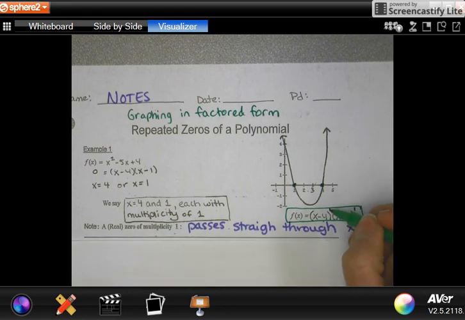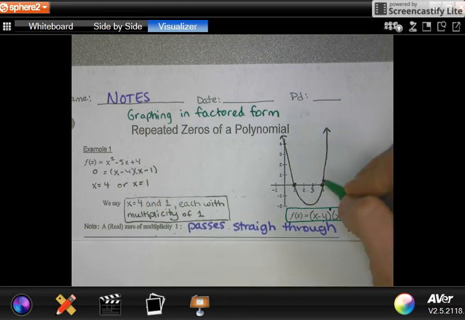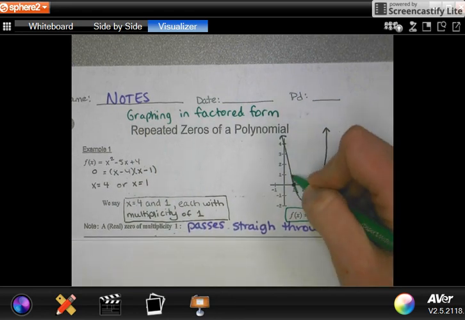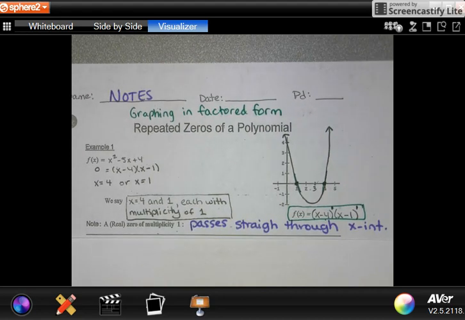Because the exponent of those expressions was 1, meaning there's only one of them, we say that those zeros have a multiplicity of 1. Hopefully what you saw when you were graphing is that a real 0 with a multiplicity of 1 should pass straight through the x-intercept. So it just goes right through at 4 and right through at 1. It doesn't do anything else at the 0 except pass straight through.